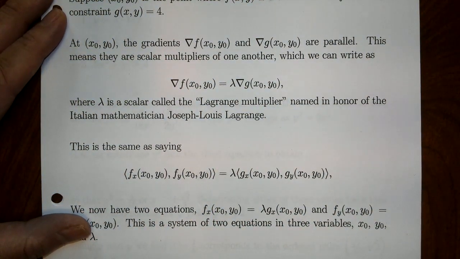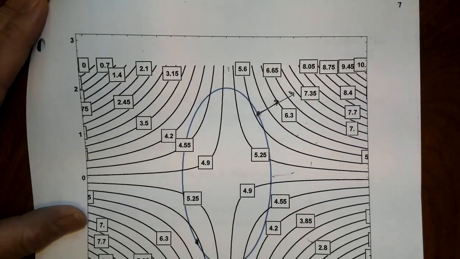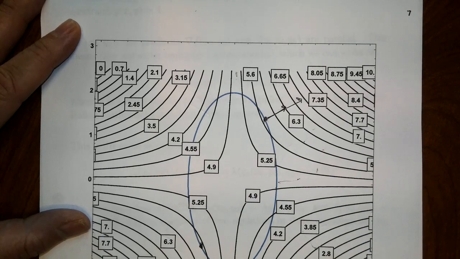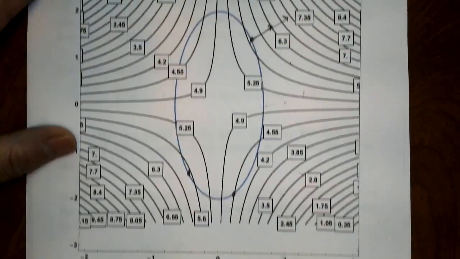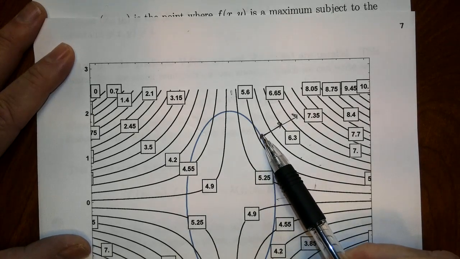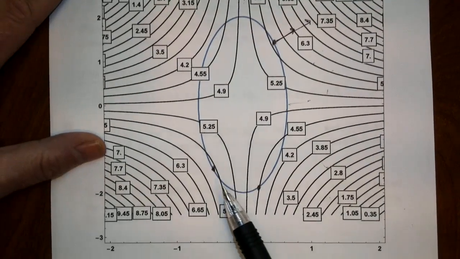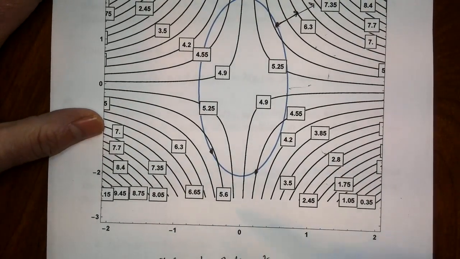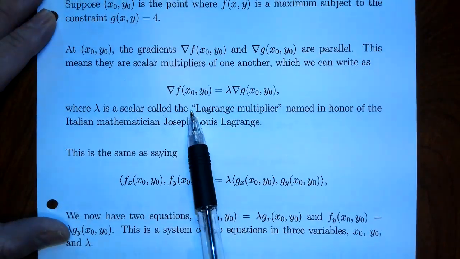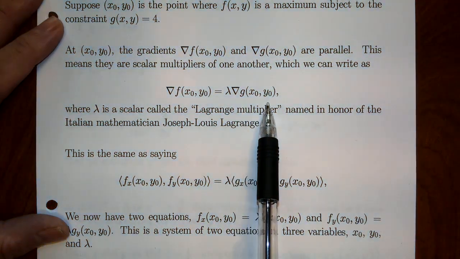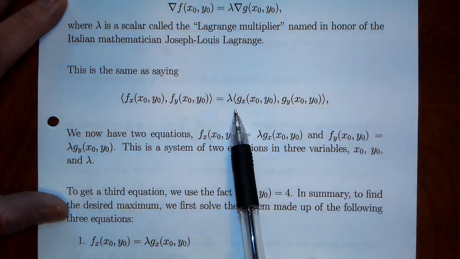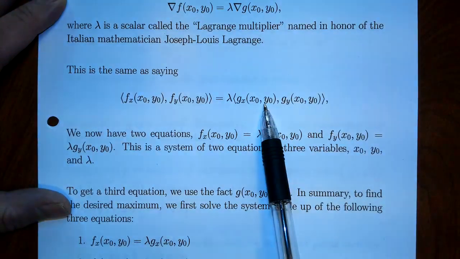So again, the point x naught, y naught, which is on the blue contour, in other words, satisfies this constraint equation, the point on this blue ellipse that makes f as large as possible appears to be right here, and also there's another point right here. There are two candidates. So we know that at either of those points, the gradient of f is parallel to the gradient of g. Here's the gradient of f written in terms of partials. Lambda times the gradient of g, written in terms of partials.